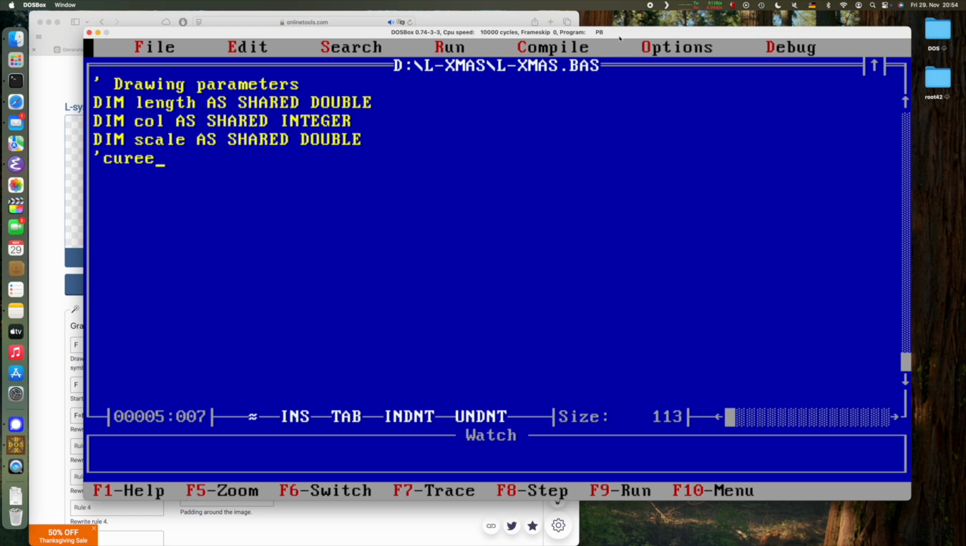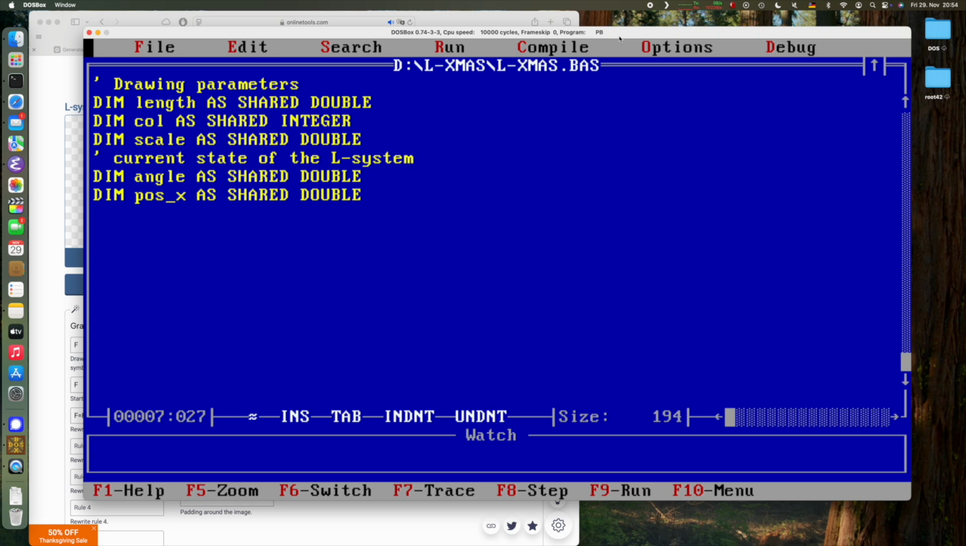This is again a double. Then we need the current state of the L system, as I said, something that can be pushed onto a stack if needed. That is the angle, which of course is again a double. Then we have the position in the x, also a double, and the position in the Y also as a double. That's pretty neat.